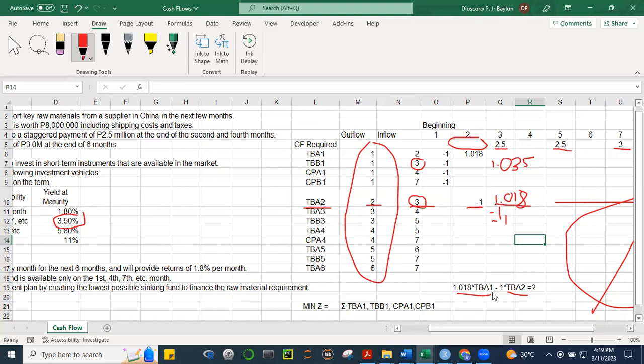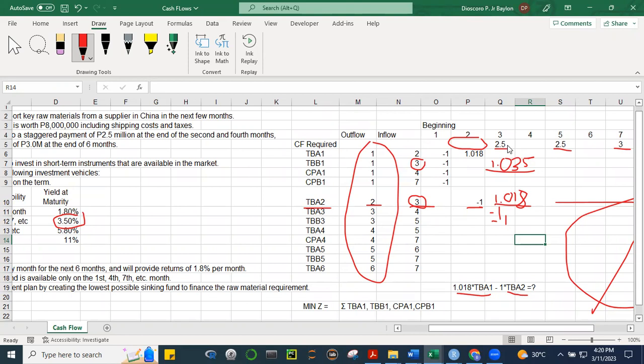All right, so what's the constraint here? Whatever your inflows minus your outflows should be equal to 2.5 million. What does that mean, class? 1.035 times TBB1, which is what you get from TBB invested in month 1, plus 1.018 times TBA2, which is what you'll get from TBA2 invested in month 2, minus what you will be investing in TBA3, minus what you will be investing in TBB3, should equal 2.5 million.